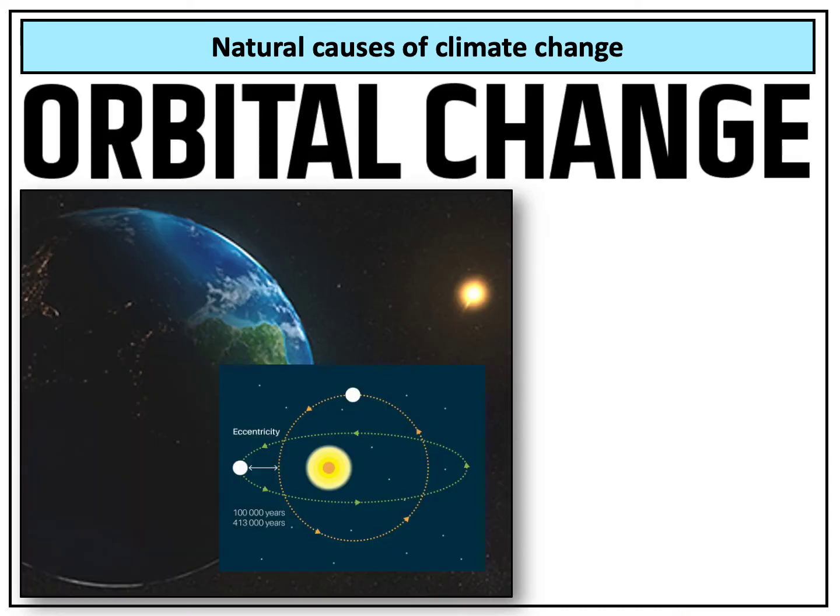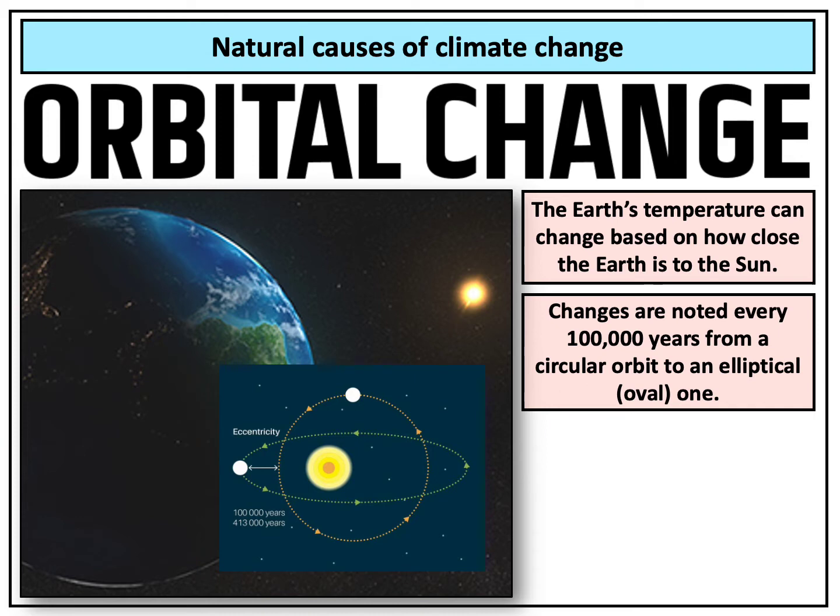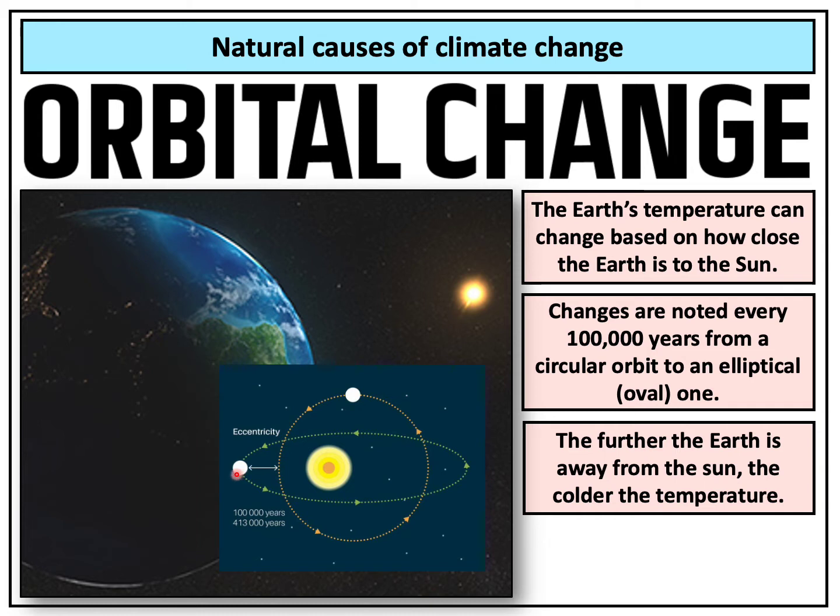The next one that we need to look at is orbital change. So the Earth's temperature can change based on how close the Earth is to the Sun. Changes are noted every 100,000 years, and that means that generally every 100,000 years the orbit around the Sun changes shape. So it goes from a circular orbit, like so, to an elliptical orbit, which means that it is more oval shaped. Now, how this affects global average temperature is pretty simple. The further away the Earth is from the Sun, so at this point and at this point, the colder the temperature.